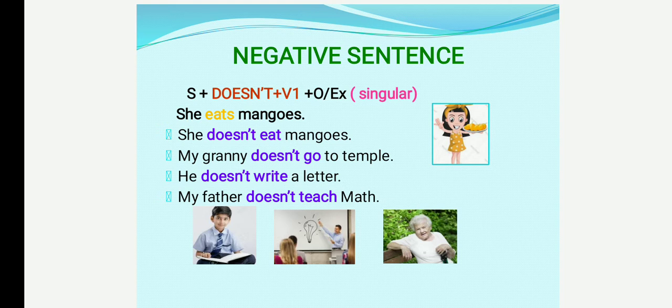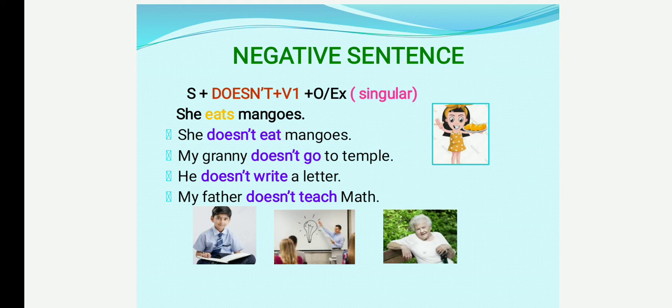We add the negative word not along with the helping verb. So in the second sentence: She doesn't eat mangoes. See the picture. The girl holds a plate of mangoes, but she raises her hand saying that she won't eat them. Look at the next picture. The boy who has a book, what is he doing? Isn't he writing? No, he doesn't write. What action is he doing? He reads.